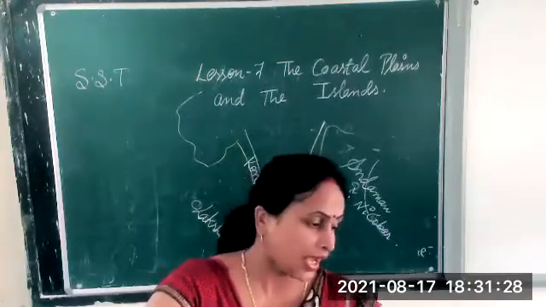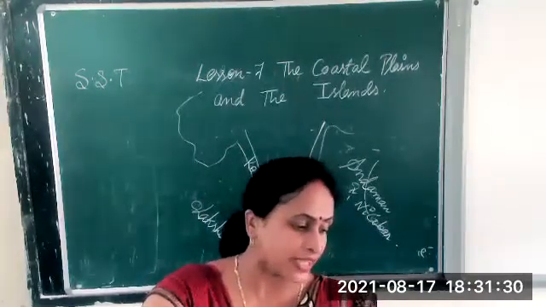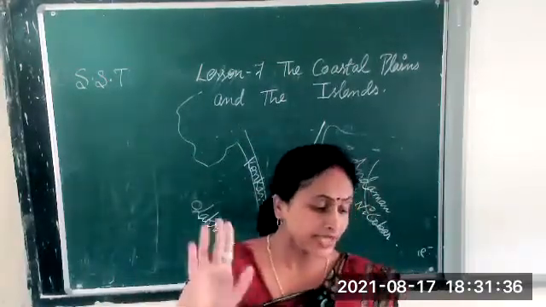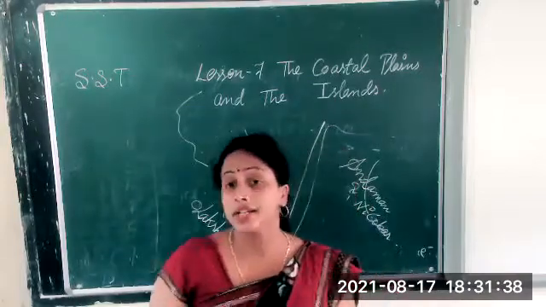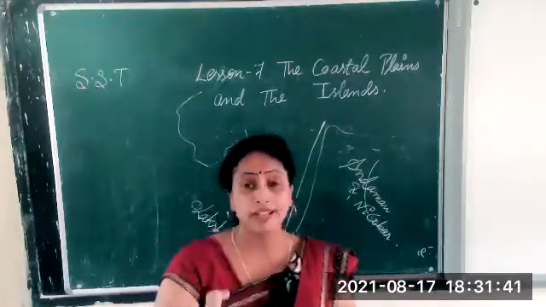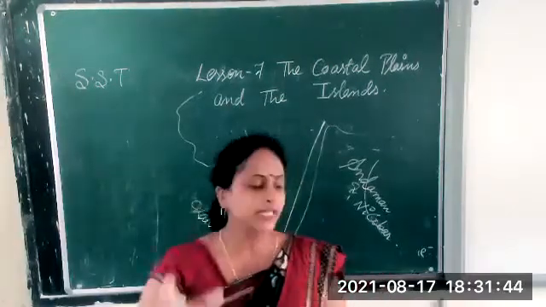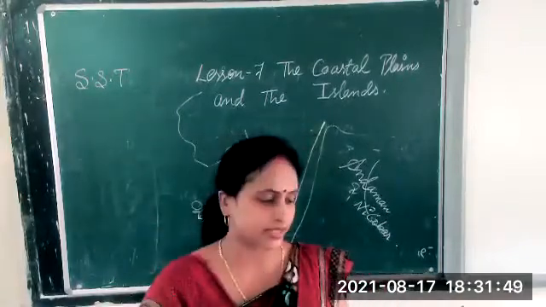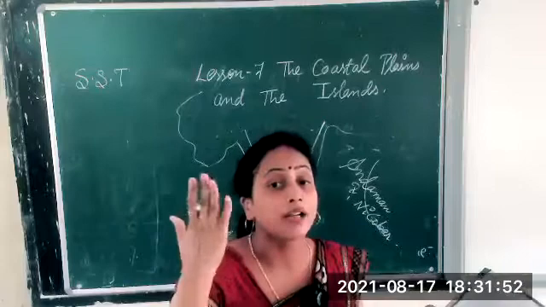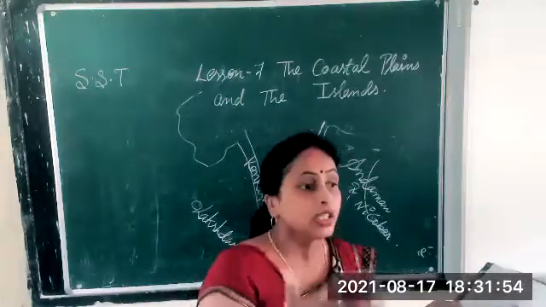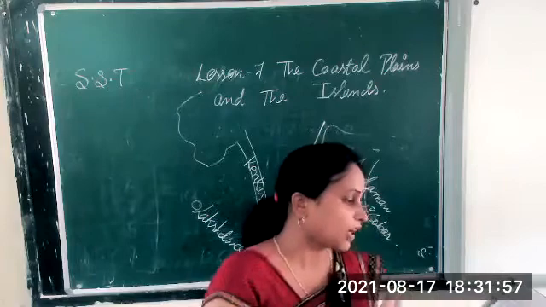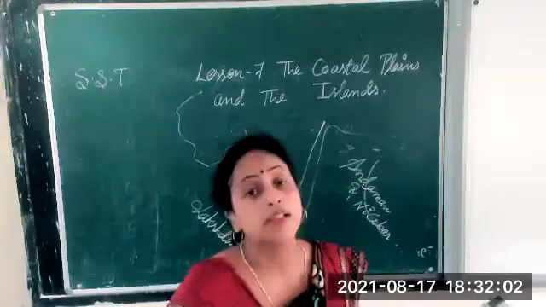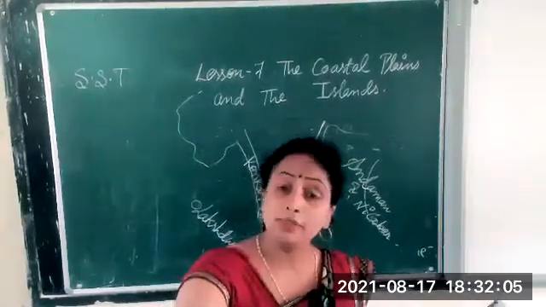Understand? And out of these, there are about 36 islands which are populated. Total, how many are there? 572 islands. Only 36 islands are inhabited. Inhabited means populated, which means people are living over there. So how many islands have people living on them? 36 islands, where people live their lives.